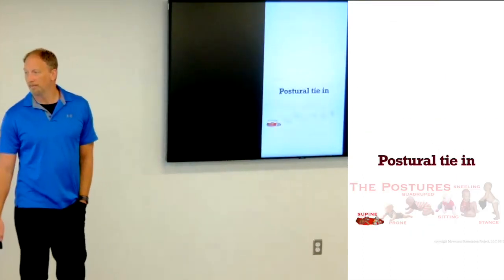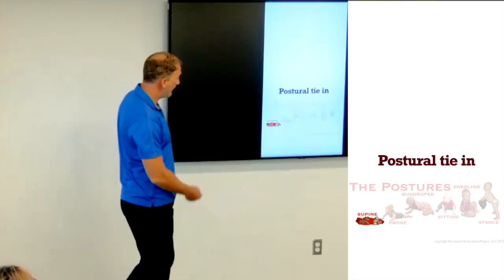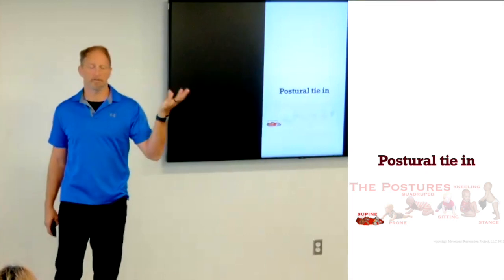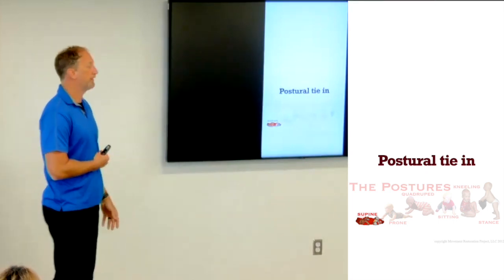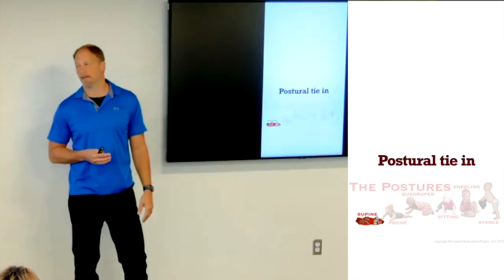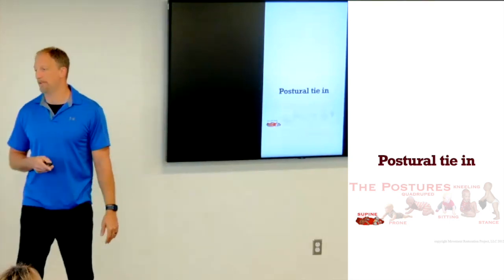I don't know why I skipped this. Postural tie-in to the superficial front line is supine. Again, supine is a posture of flexion. Superficial front line is all about flexion, except for knee extension and dorsiflexion. So we start to develop the foundation of this line down in supine.